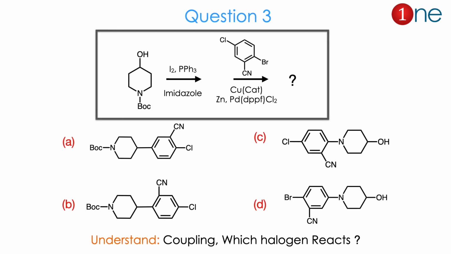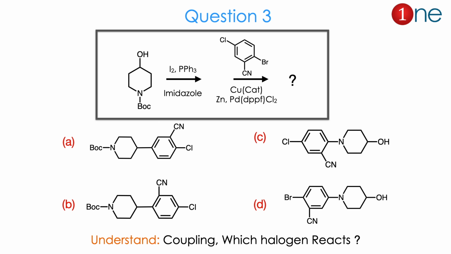Then question number 3. The starting material is a cyclic amine with OH and BOC. The reagents are iodine and phosphine, with imidazole as a solvent. In the next step, they are giving a benzene attached with chlorine, bromine and cyanide, all three functional groups on the same benzene. Then you are using copper, zinc and a palladium catalyst.